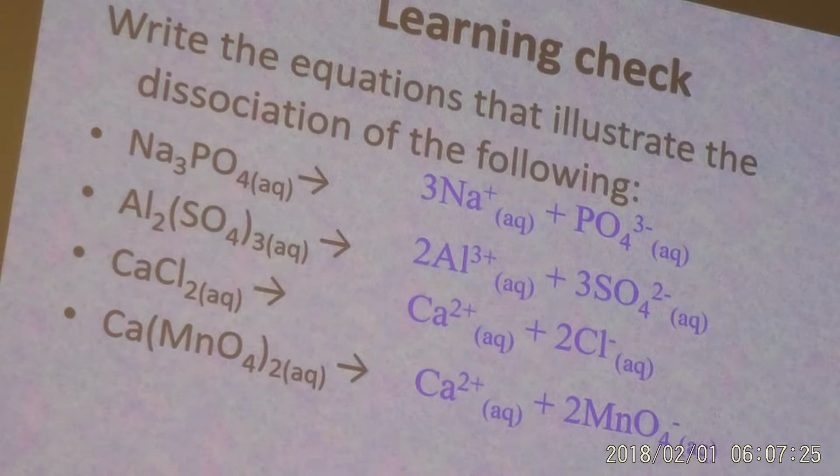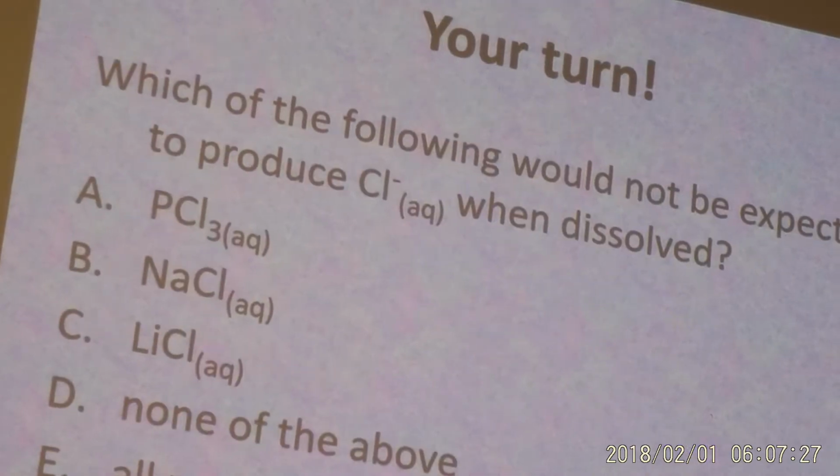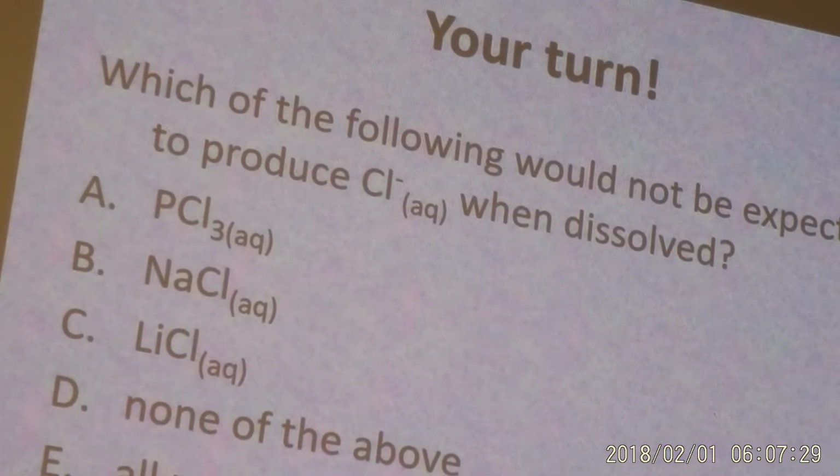Okay. So then, look at these compounds. Figure out which one would not be expected to produce a chloride ion. Why might it not produce a chloride ion? Maybe it's not soluble. Maybe it doesn't dissociate, right?